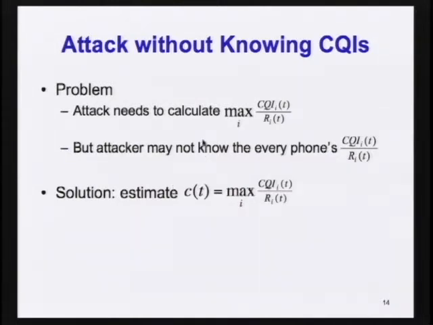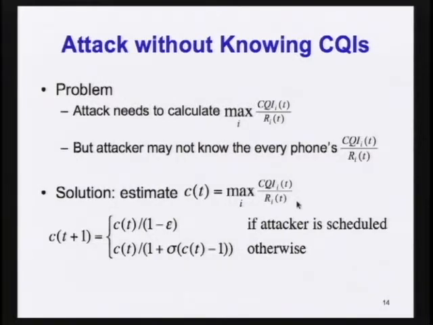Well, remember that the attacker only needs to calculate the maximum ratio. They don't really care about the precise CQI. They only care about the maximum ratio. But the attacker does not know everyone else's ratio. Well, our solution is that we let the attackers estimate the maximum ratio of all the other cell phones. And here's how we estimate it.